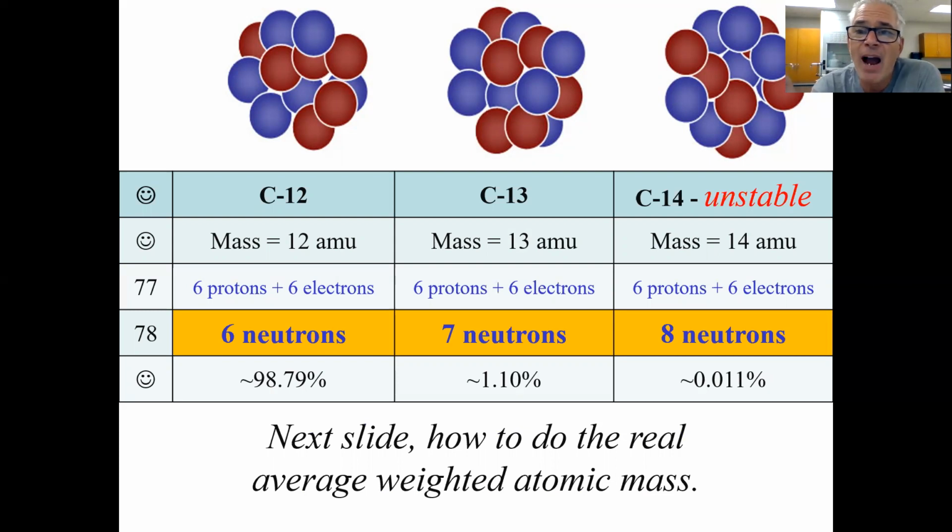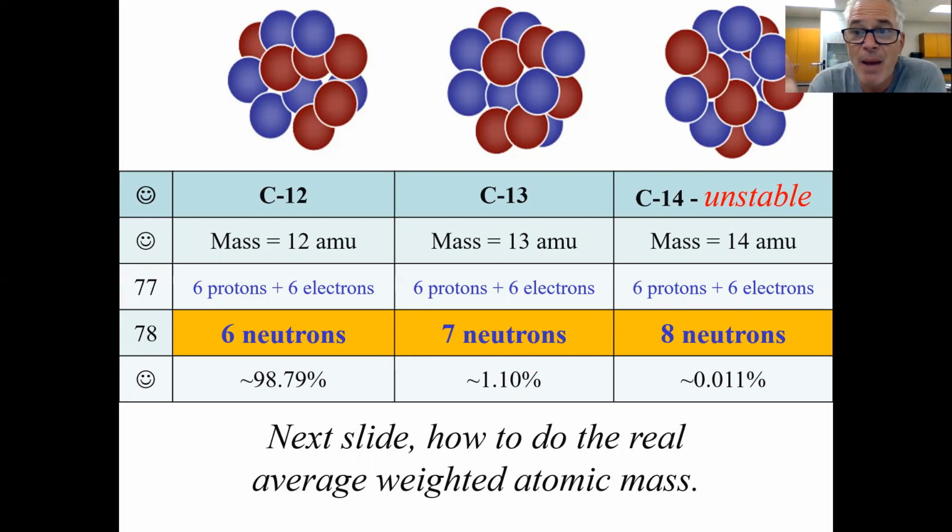Now, how do we figure out why carbon has a mass of 12.011 AMUs? That's what's called the average weighted atomic mass. It's not 12 plus 13 plus 14 divided by 3. That would be 13. It doesn't have a mass of 13. It has a mass of a decimal just a little over 12. It's just a little higher. You know why? Because most of it's 12, a little of it's 13, and even a little less is 14. So that means if we weight it, if we say most of it's 12, but some of it's 13 and very little of it's 14, what's the average of all of them? It's a little higher than 12. How do we figure that out exactly?